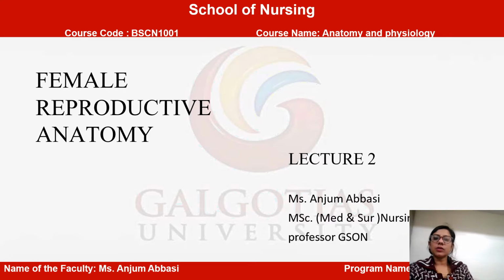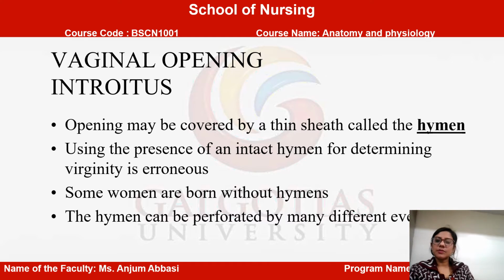Today I am going to continue with female reproductive system anatomy, which is the second lecture. The subject code is 1001 and the subject is anatomy and physiology. In today's class, firstly we will be learning about the vaginal opening, the introitus. So this is known as introitus.